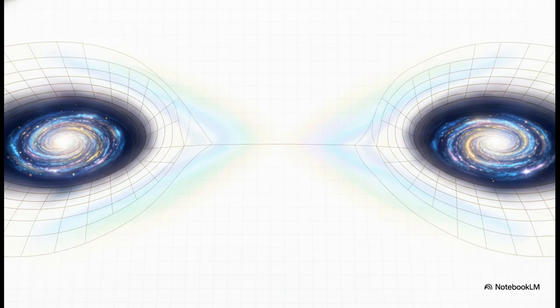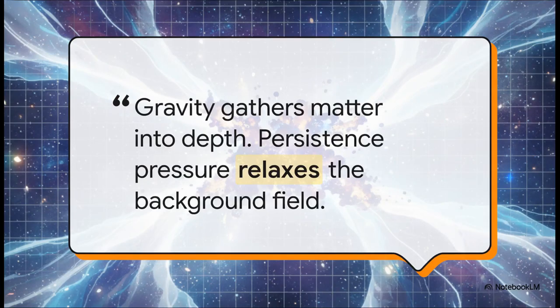And how exactly does it do that? Through what GEM calls persistence pressure. I just love the poetic cosmic balance of this. Gravity gathers matter into depth, and persistence pressure relaxes the background field. When you look at it this way, dark energy is definitely not some magical fluid or a mysterious invisible substance. It's simply persistence pressure. It's just the natural, geometric response of the cosmos, trying to maintain its equilibrium while gravity twists up local pockets of matter.